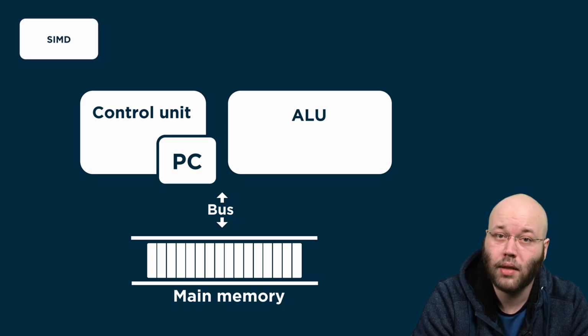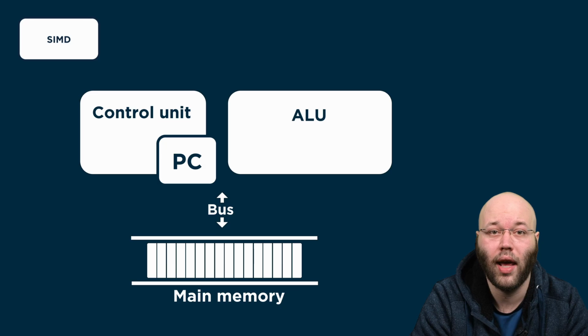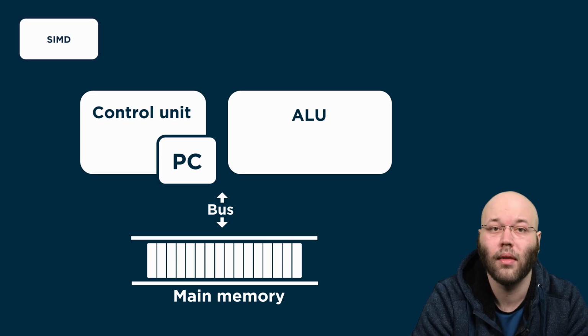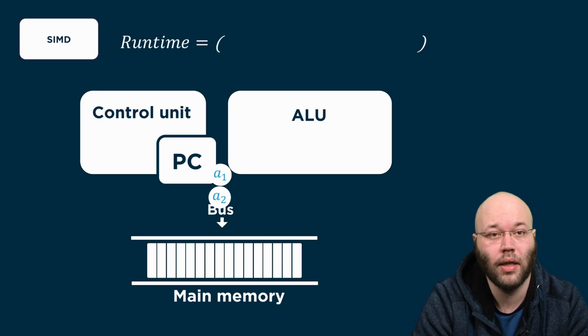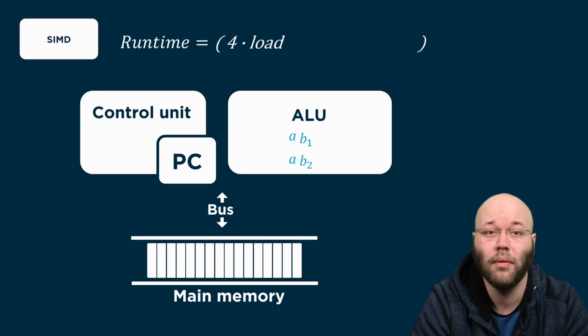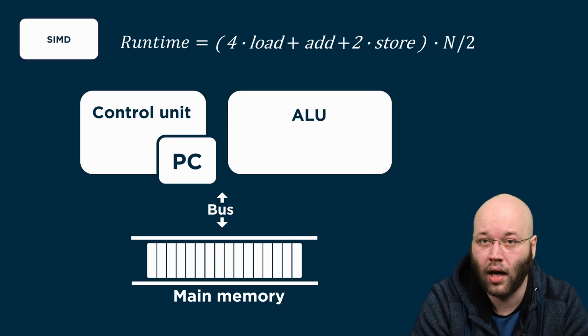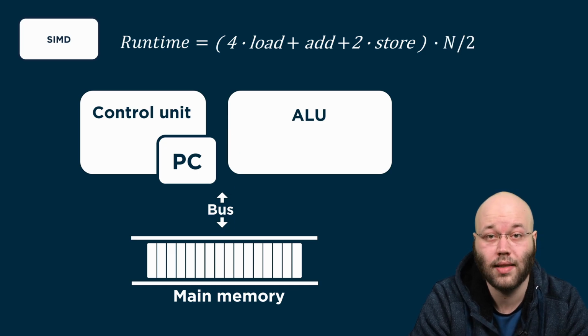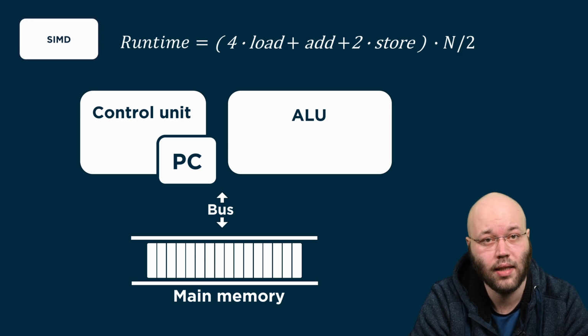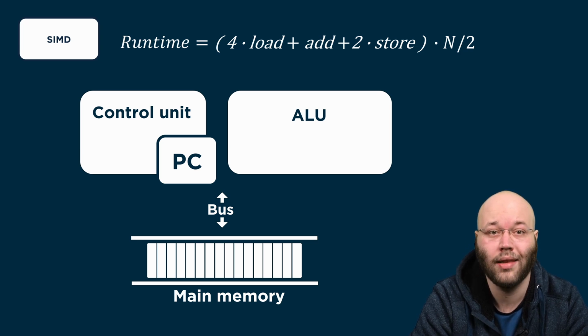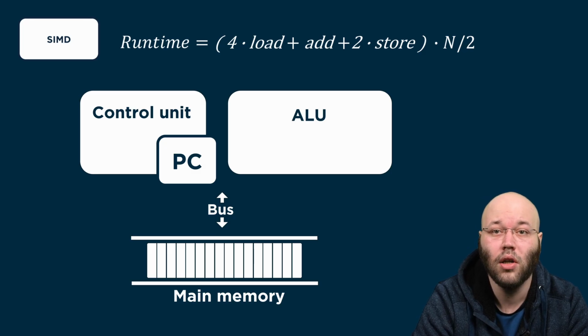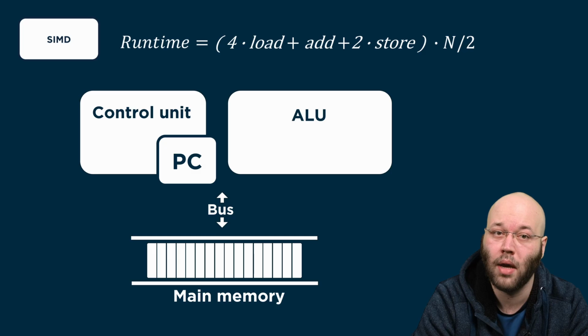Then it would repeat the process n/2 times to cover all elements 2 at a time. The runtime for this process will then be 4 times a load operation plus an add operation and 2 store operations, multiplied by n/2. Here we accomplish the same task as in the SISD case while issuing half as many addition instructions. In tasks which are dominated by the computation time, this can yield a significant speedup at the cost of loading multiple pieces of data from adjacent locations in memory simultaneously.